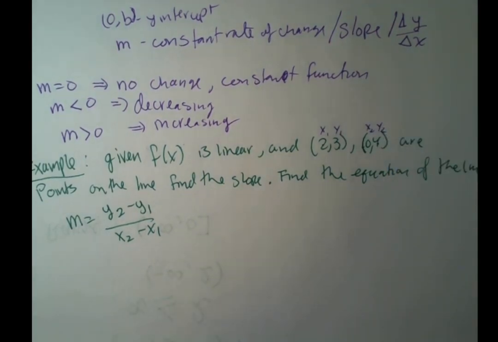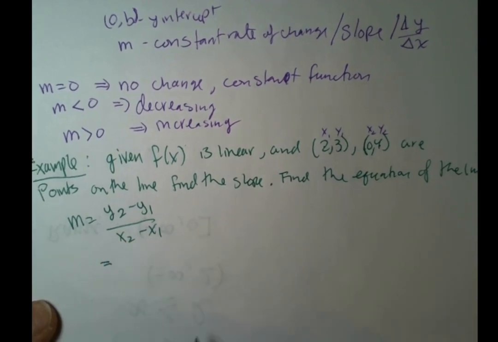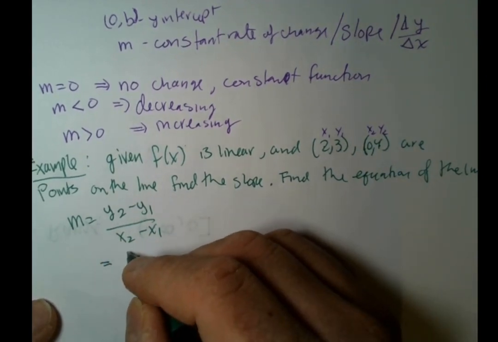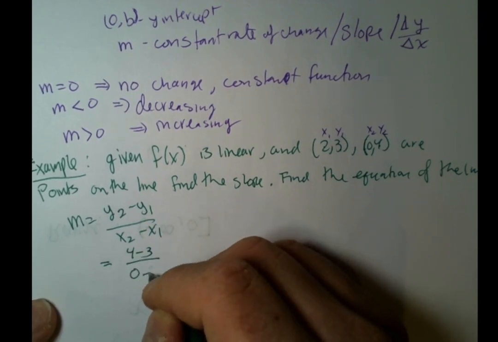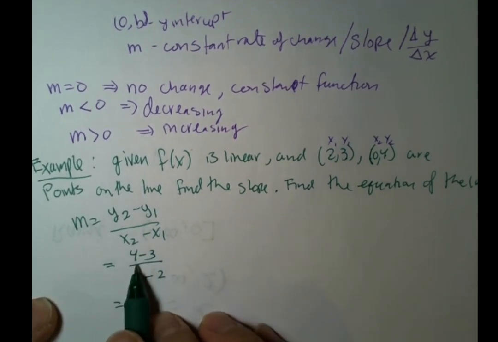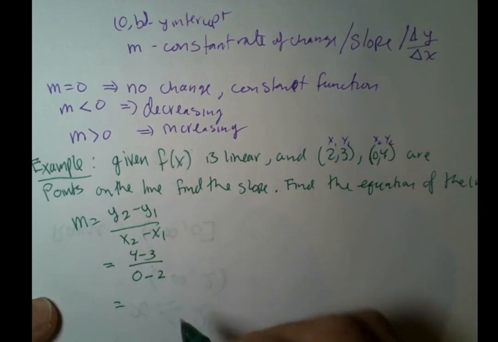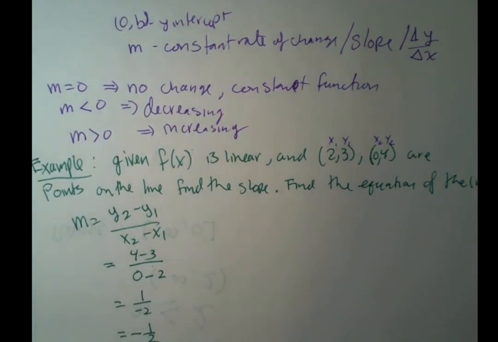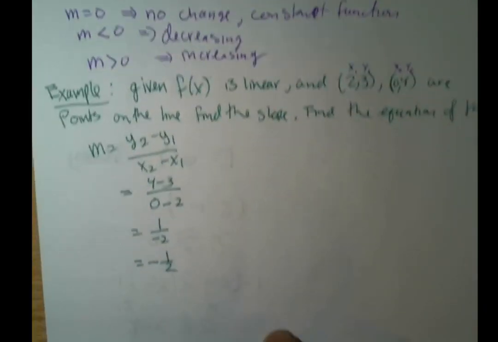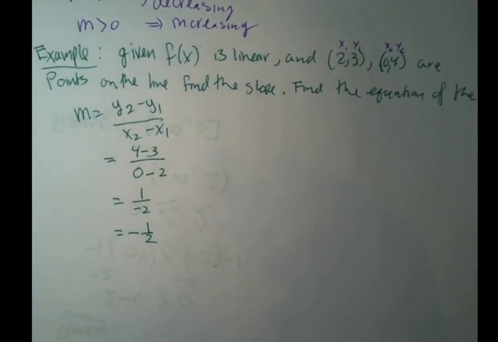So that means our slope is going to be y2, 4, minus 3 over 0 minus 2. Simplifying here, 4 minus 3 is 1, and 0 minus 2 is negative 2. I'll just rewrite it in this form, negative 1/2. That would be our slope. Knowing what we know now, we have a negative slope, which means we have a decreasing linear function.